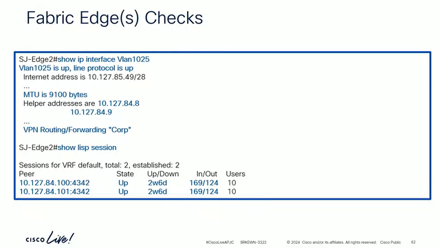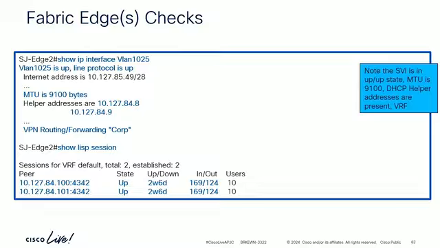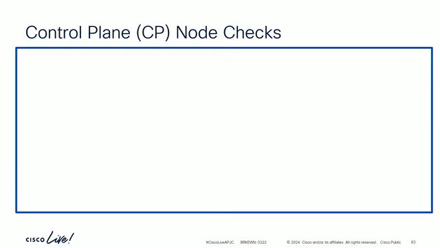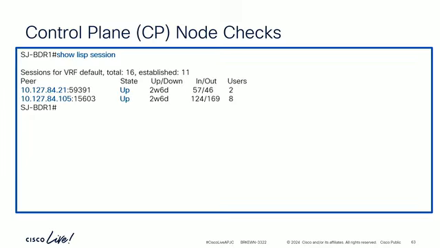Apart from that, show lisp session. In that, we can see if LISP sessions are up from the fabric edge to the control plane, right? So we are having two control plane nodes. Here we can see both the control plane nodes are up, and what is the uptime out here. So those things are very important to take note of.